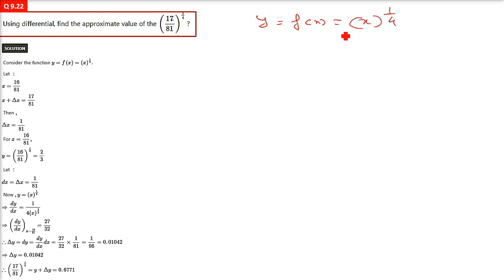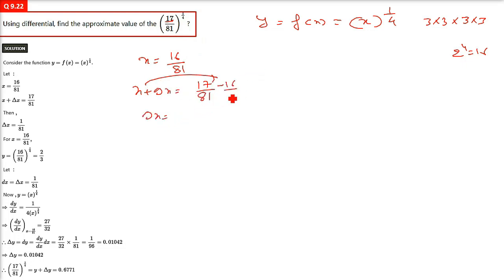That is our question. So what we are going to do, we'll take x a certain way so that we get a fourth root. So 2 to the power 4 is 16. So we'll take 16 as the numerator. And denominator also, 3 to the power 4 is 81. 3 into 3 into 3 into 3, that is 81. So we can take 16 by 81 as x. So what is x plus delta x then? We have to find out delta x then. So 17 by 81 minus 16 by 81. 17 minus 16 is 1 and the denominator is the same, so it is going to come as 1 by 81. So this is your delta x.